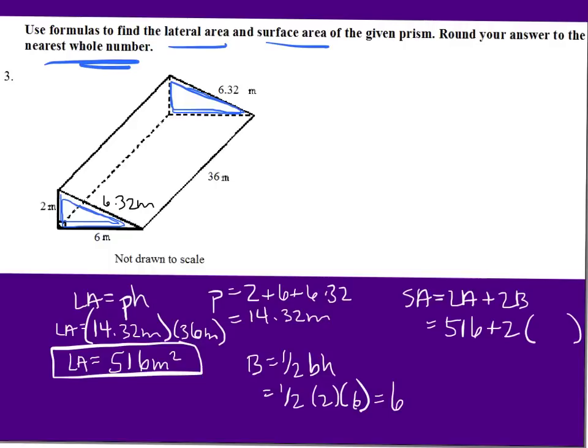So I'm going to plug that in here. And I have 516 plus 2 times 6, which is 12, gives me a surface area of 528 meters squared.